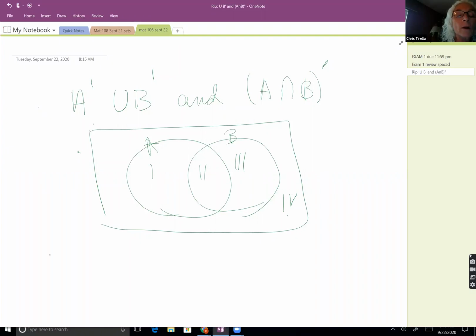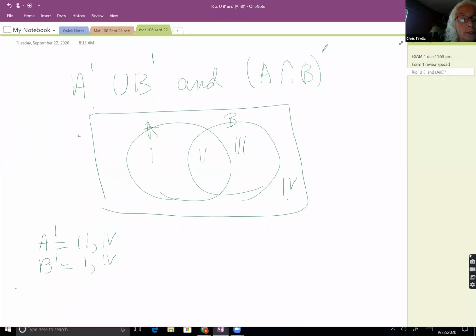So let's look at the first one. A complement would be outside of A. Are you all right that that's regions 3 and 4? Inside A is 1 and 2, so outside of A is 3 and 4. B complement, well, if B contains 2 and 3, outside of B would be 1 and 4. And so when we take the union of those, A complement union B complement, union means just put them together. So that's 1, 3, and 4. With me so far?